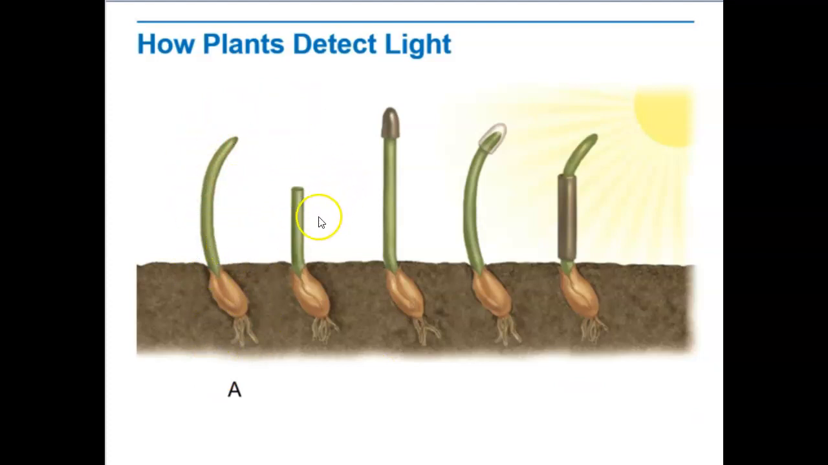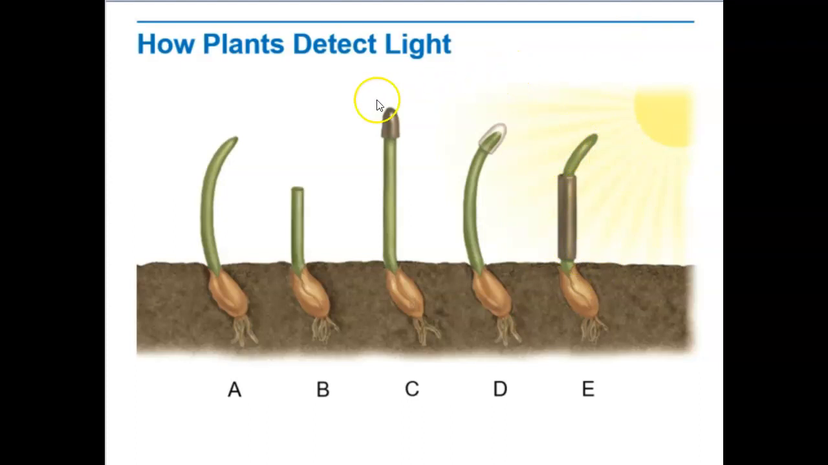What's the difference between A and B? In B, they cut off the tip of the seedling. In C, they placed a dark cap on the tip of the seedling, and if you notice, the seedling is not bending towards the light. In D, they placed a clear cap over the tip of the seedling, and it is still bending towards the light. And in E, they placed a dark cap over the shaft of the seedling, and once again, it is bending towards the light.